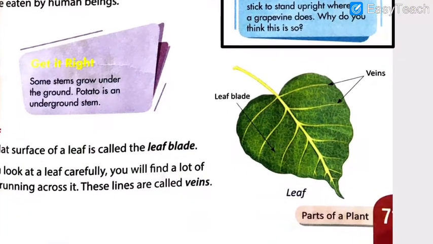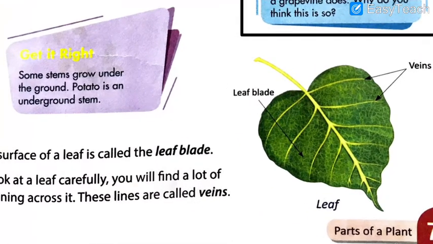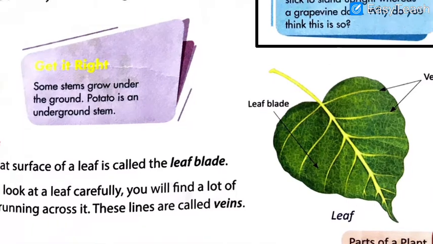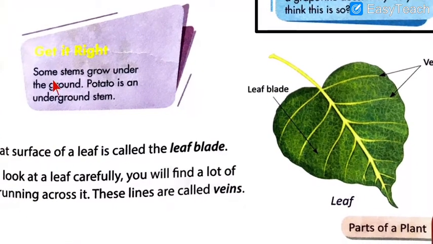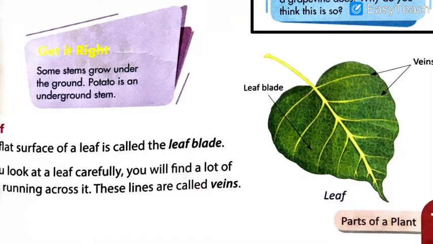So, here one small piece of information is given, which I think is very important for you to know. Here it is written clearly that some stems grow under the ground. Potato is an underground stem. So, this was very important to discuss.